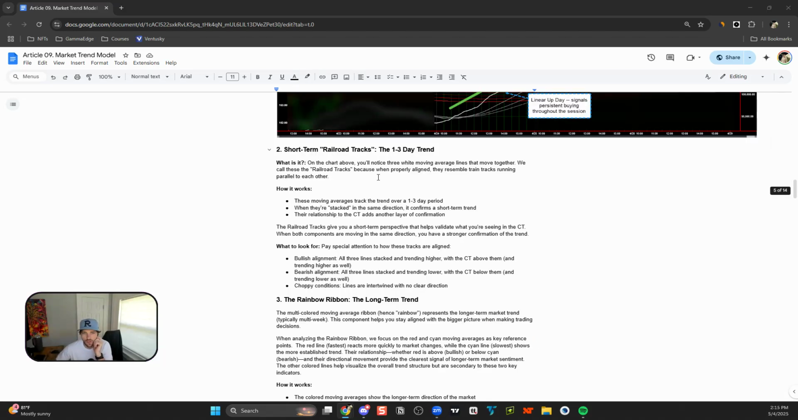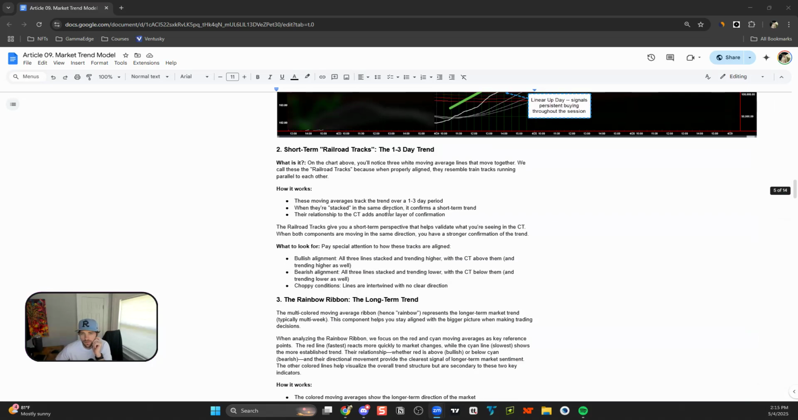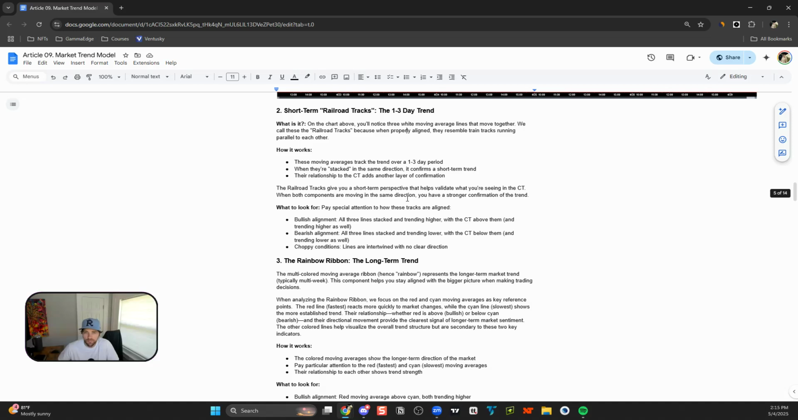Next, moving on to the short-term railroad tracks. That's this portion right here, the set of 3 moving average ribbons that are based off the cumulative tick itself. They're called railroad tracks because when they're properly aligned, they look like a set of train tracks running parallel to each other. You can see that right here, those train tracks there.